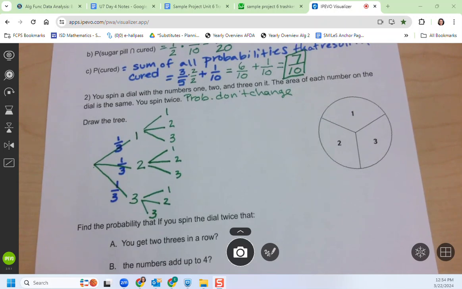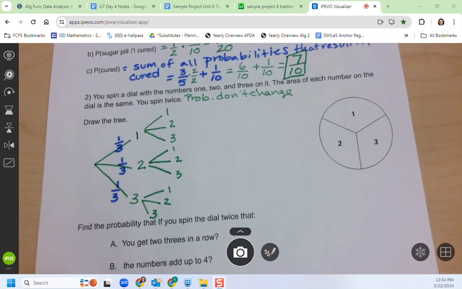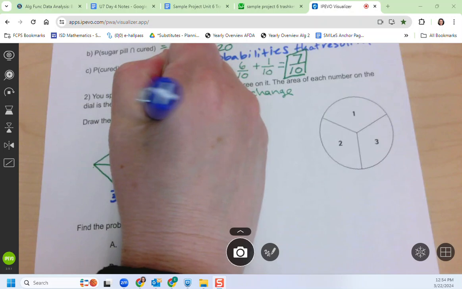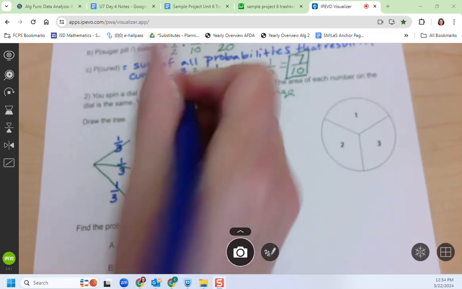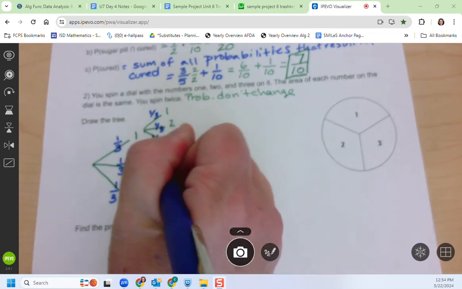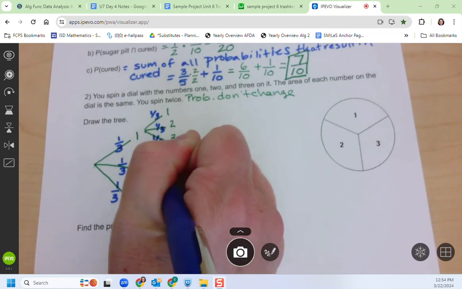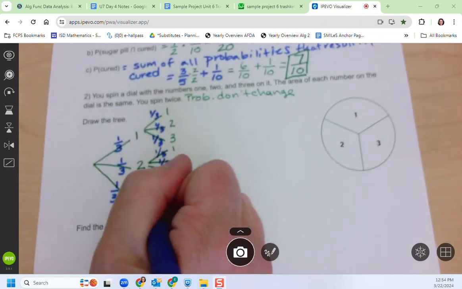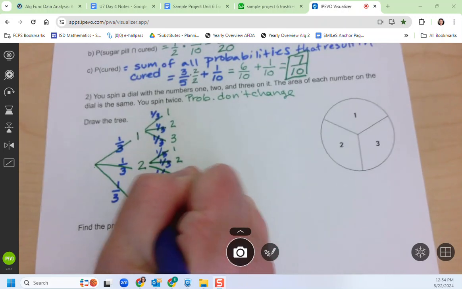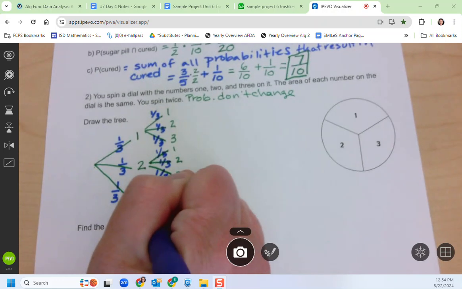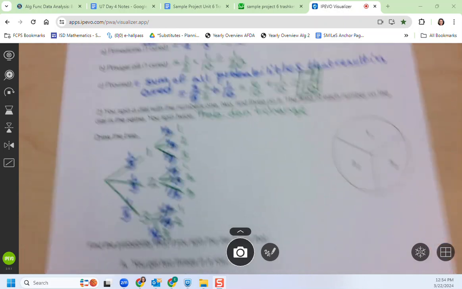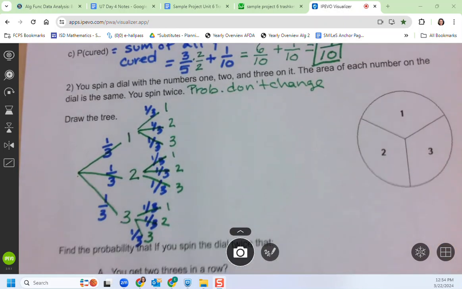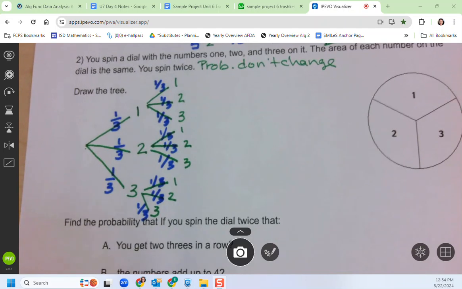When I spin it the second time, the spinner has not changed at all, so it's still going to be 1/3. So everybody gets a 1/3. Okay, let me try to zoom in on that a little bit because that's a little bit hard to see. But basically, I put 1/3 on every single branch because no matter how many times I spin it, it's still going to be a 1/3 chance of each number.